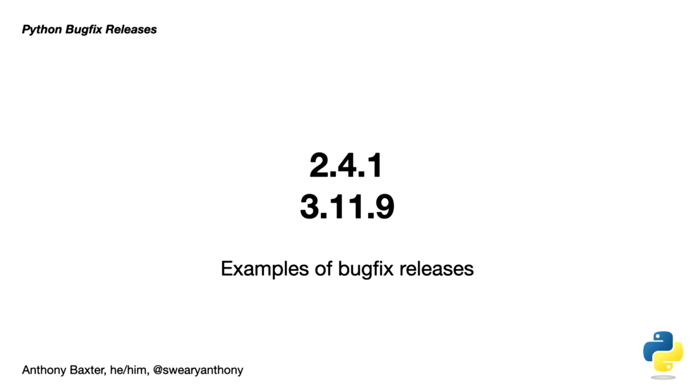You know, the third digit. Some people call them point fix releases. They're wrong. PEP 6 says they're bug fix releases, and it's right. So what's in a bug fix release? Only bug fixes, except if there's a security bug. Then we can change things.